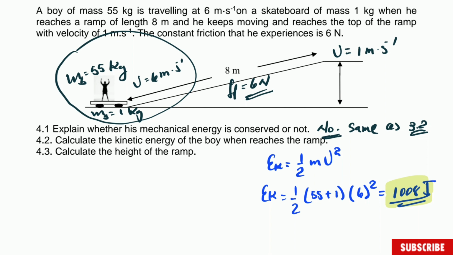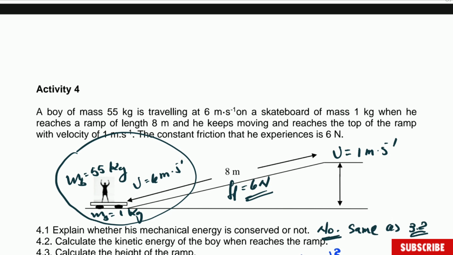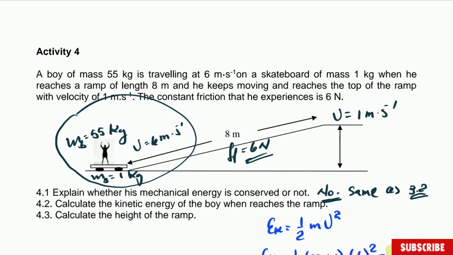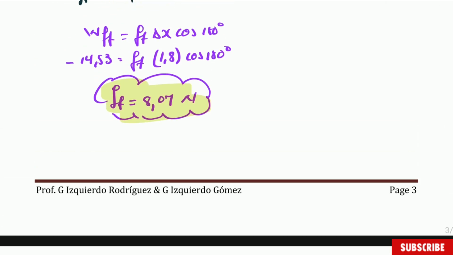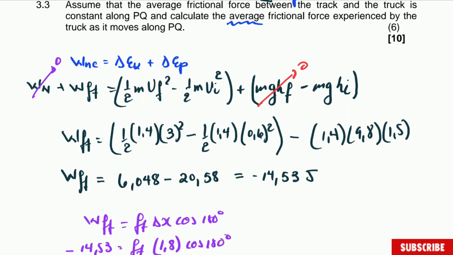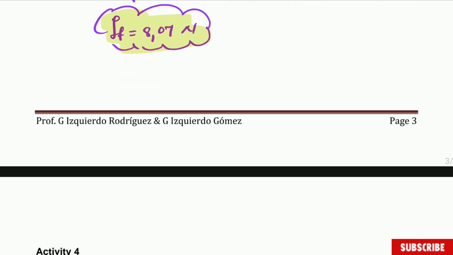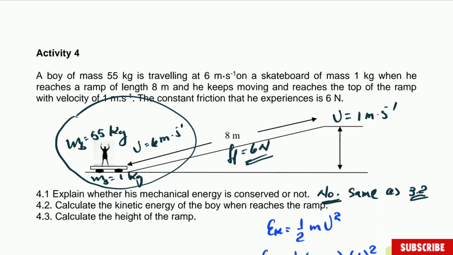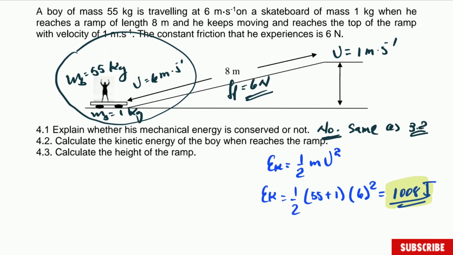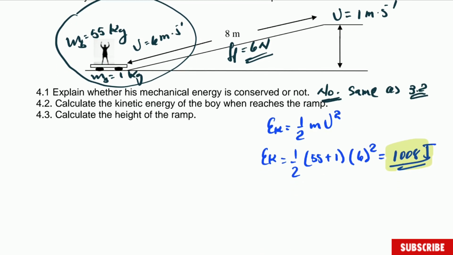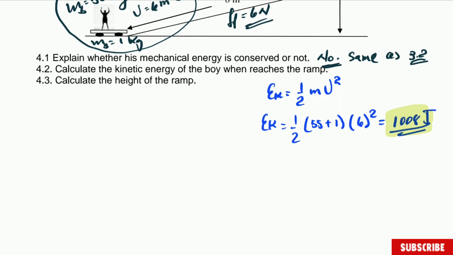Question, calculate the height of the ramp. And to calculate the height of the ramp, again, there are two different options. You can either use the law of conservation of energy, or you can also use the work energy theorem. In this case, I think we can use either one, but if you use the work energy theorem, it is more work. So let's use the law of conservation of energy once more.